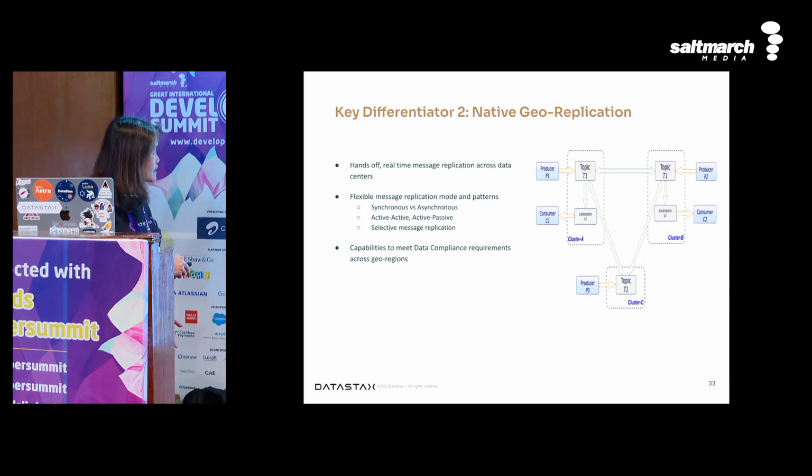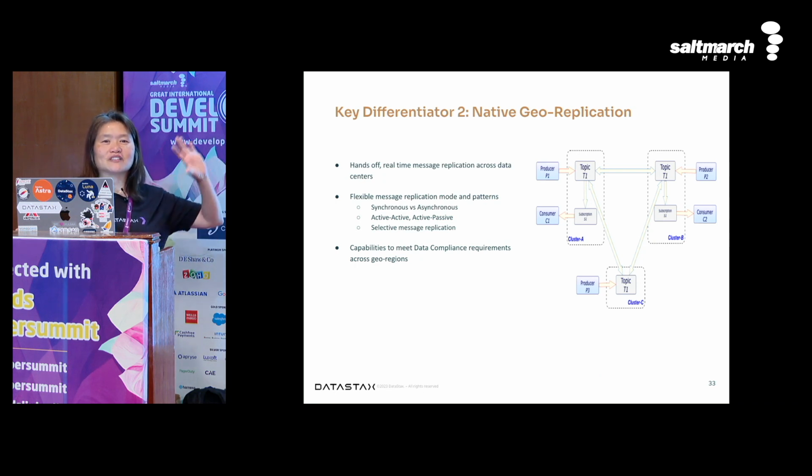There are different replication mechanisms if you are into those things: synchronous versus asynchronous, or active-active patterns, and selective message replication as I mentioned. For example, in Europe there's GDPR privacy data, and you don't want certain data to be replicated. If it's a European data center, you want to keep it there. You can use message replication to configure that. So geo-replication is another really nice feature that comes with Pulsar.